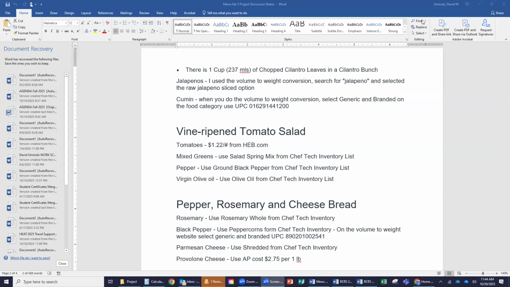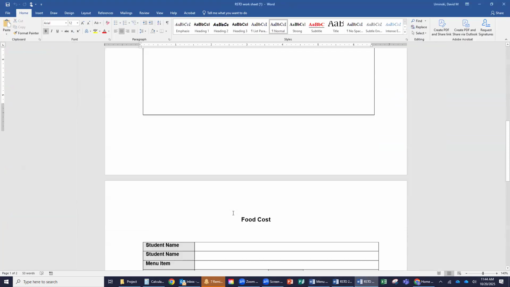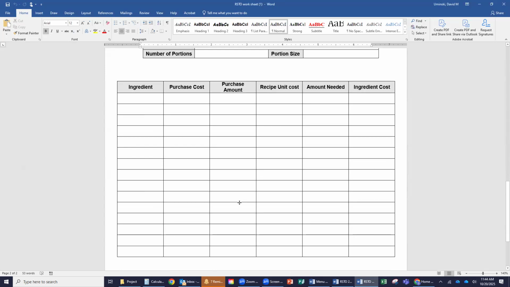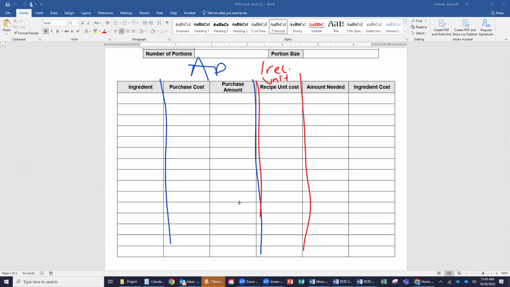Okay, so if we take a look at this worksheet, this is my AP. Okay, this is the cost for one recipe unit right here. And then this is the recipe amount.